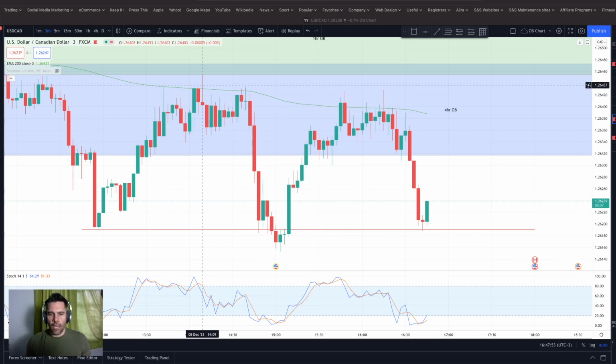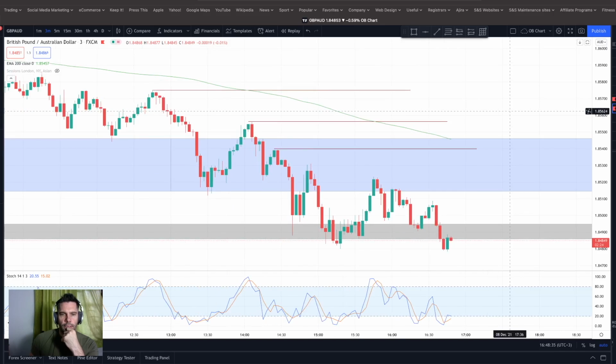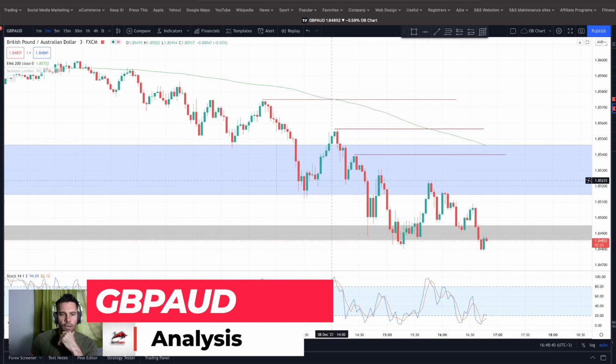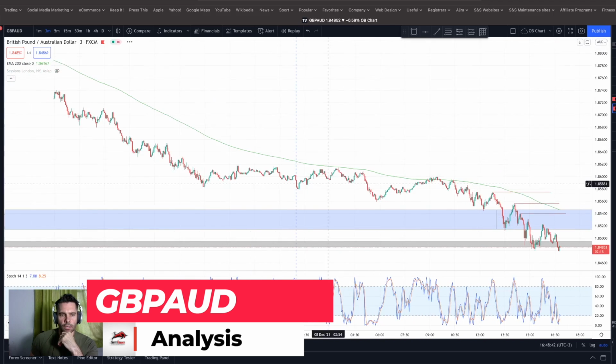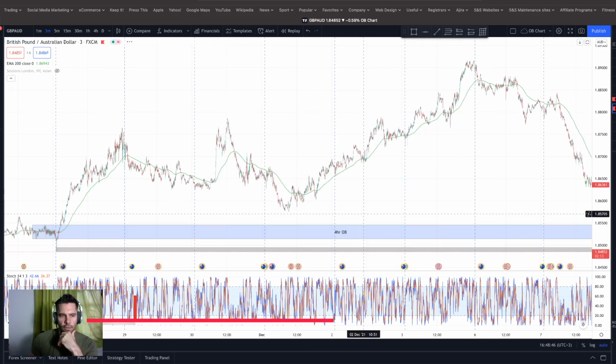Let me just stop it there, guys. So that was two fairly easy trades, to be honest. Yeah, we did. Okay. So again, I marked this up a while ago. That was the order block. I couldn't really find anything else further.